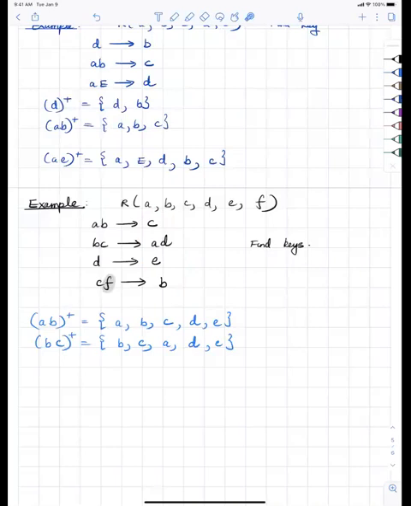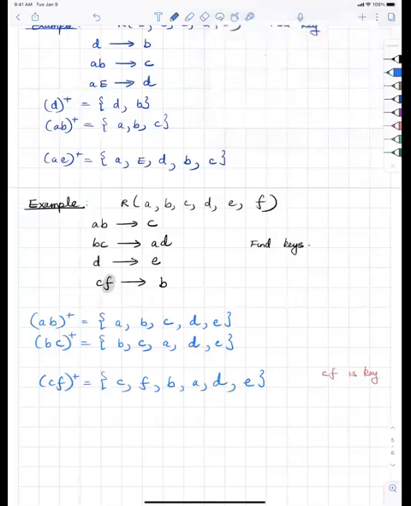So let's look at CF. So we have C, F, and B. Then from BC, you get AD. So then you have A, B, C, D. I haven't got E yet. And from D, you get E, right? So definitely CF plus is a key, but did anyone find the second key, the candidate key? I guess it would be ABF, right? Yes, whatever you find, like I said, you must have F in there.